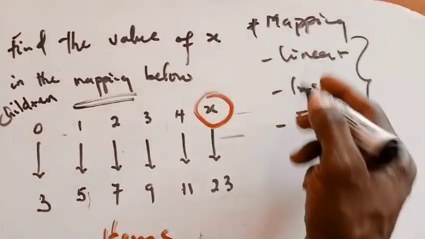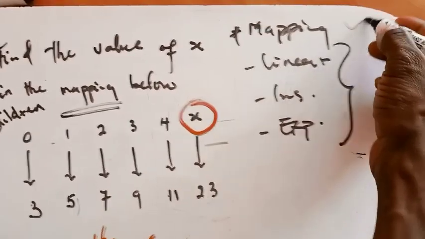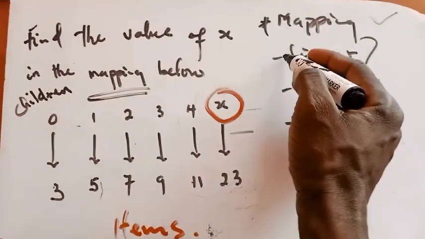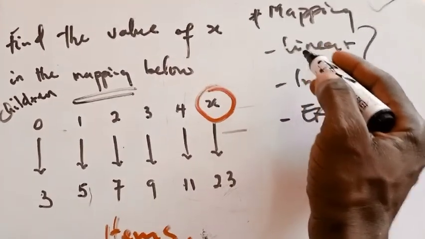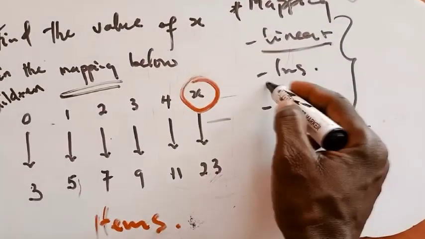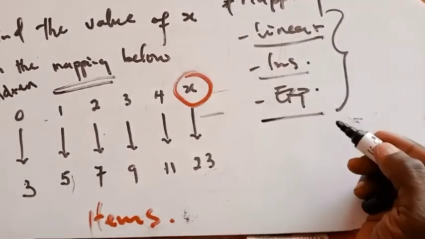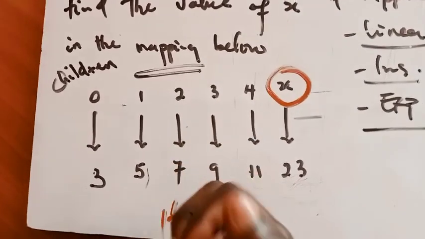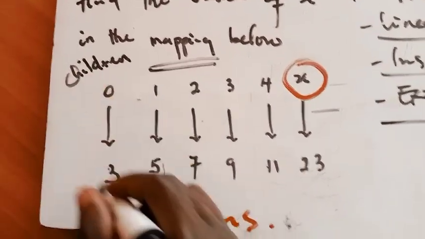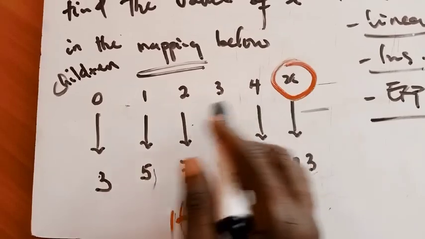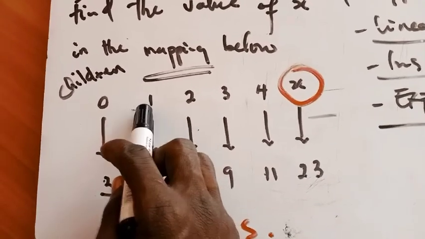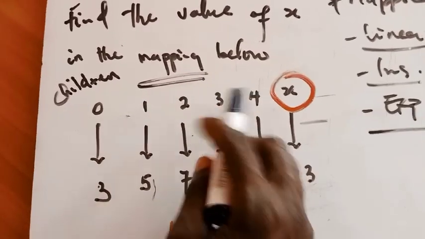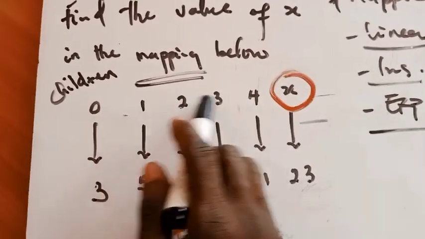So among these 3 basic types of mapping, which one are you going to use in solving this problem? You need to know the meaning behind the linear mapping by inspection, and the exponential. Talking about the linear, it says that if the difference in these people here, let's say the children, which is technically what we call the domain, is constant, then the difference between them, 1 minus 0, should be 1. 2 minus 1 should be 1. 3 minus 2 should be 1. You can see the trend here: 1, 1, 1, 1.